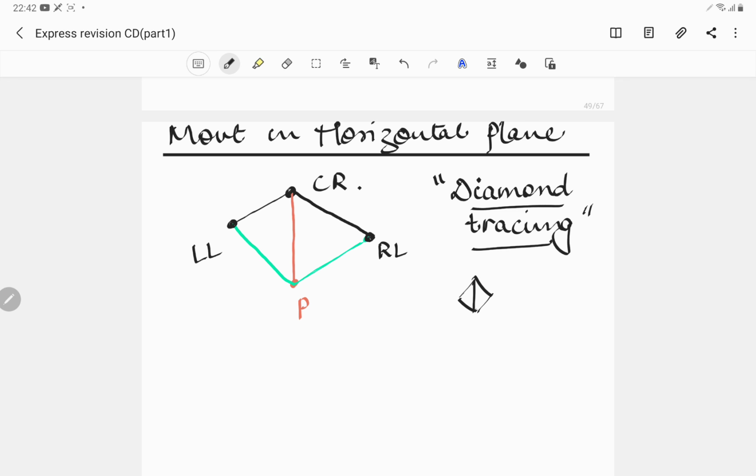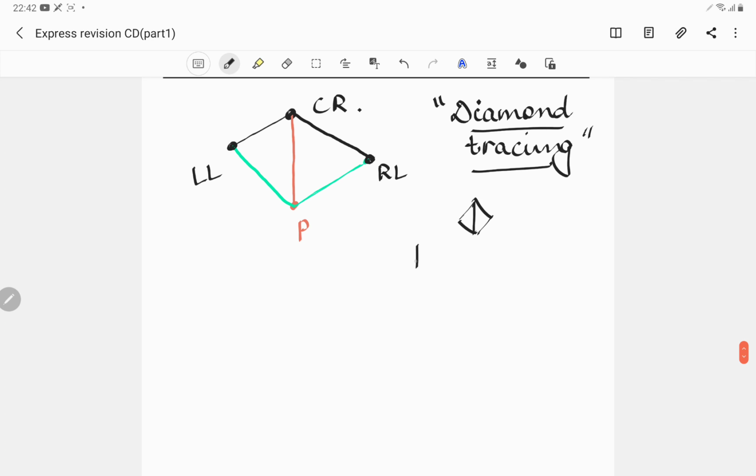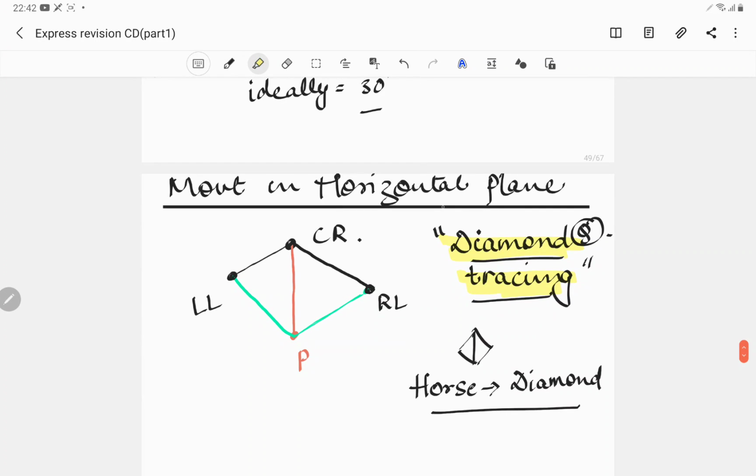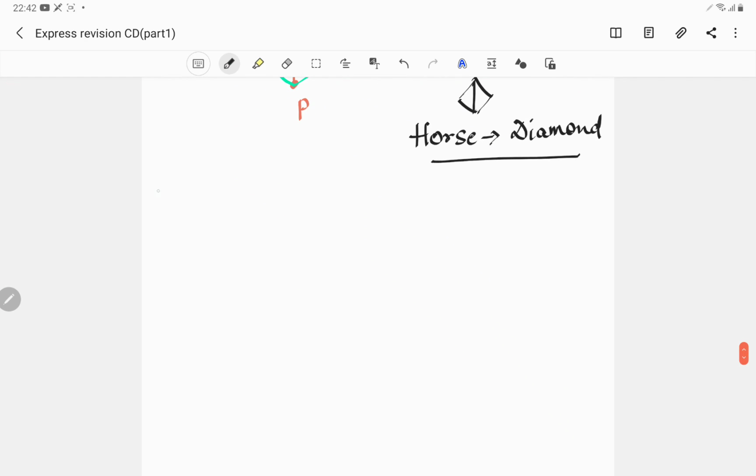Also, another way you can remember is the horse. Horizontal is the horse, and the people who ride horse, they wear diamond. So horse, diamond. That is the other way you can remember this, right? So the diamond tracing is seen in the movement along the horizontal plane. Now talking about movement in the vertical plane.